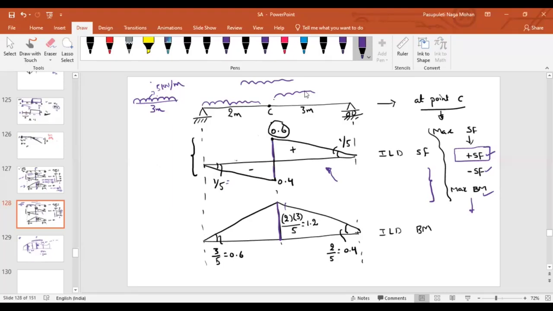What happens if I place my load here? Do I get any positive shear force? If I place my load somewhere here, do I get the positive shear force? No, what I'm getting? Negative shear force, right? What if I place my load somewhere here? What will happen?